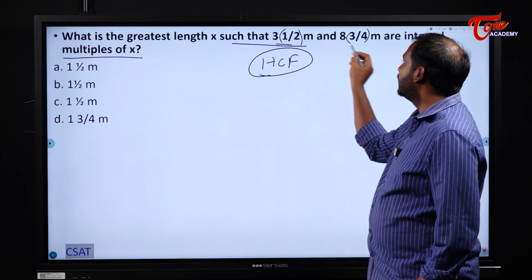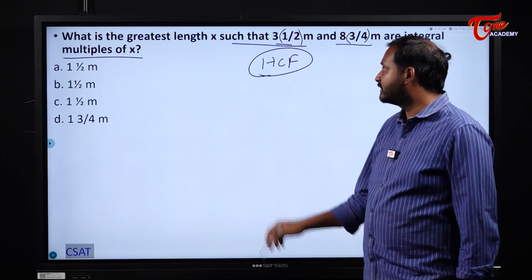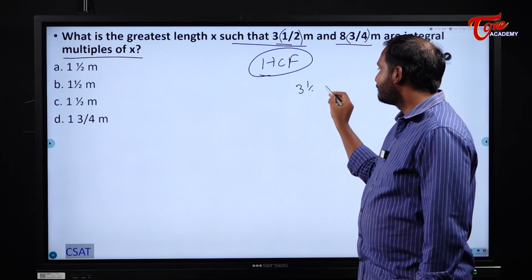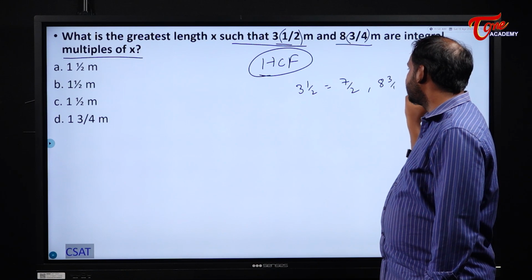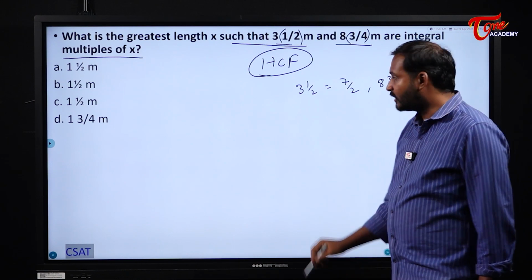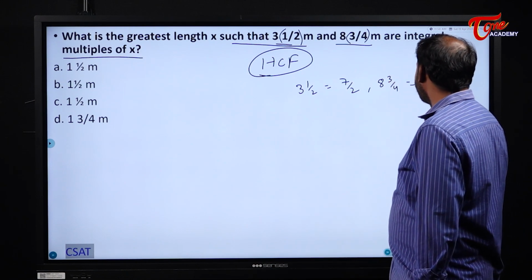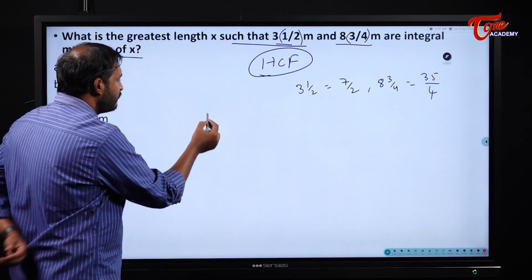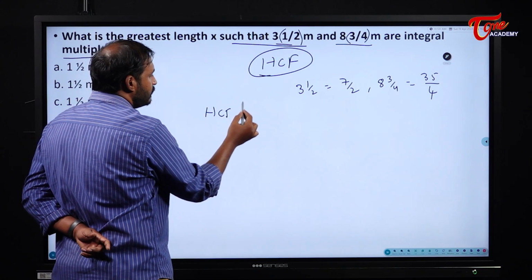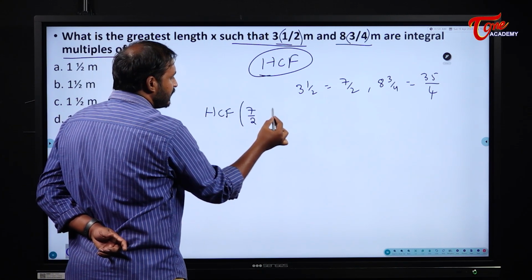Now we need to take the HCF of 3.5 and 8 3 by 4. 3.5 means I can write 7 by 2. And 8 3 by 4 means 8 times 4 is 32, 32 plus 3 is 35 by 4. So these are the two numbers. Now I need to find the HCF of 7 by 2 and 35 by 4.